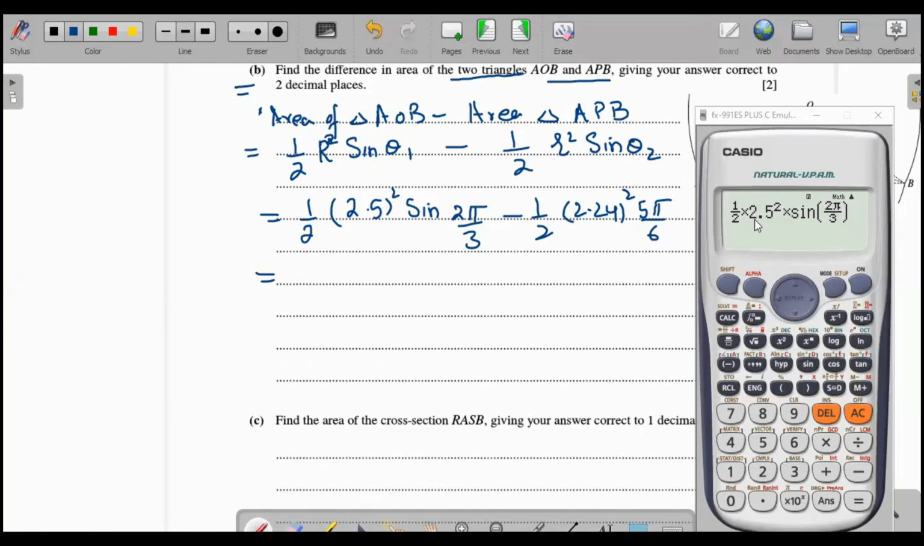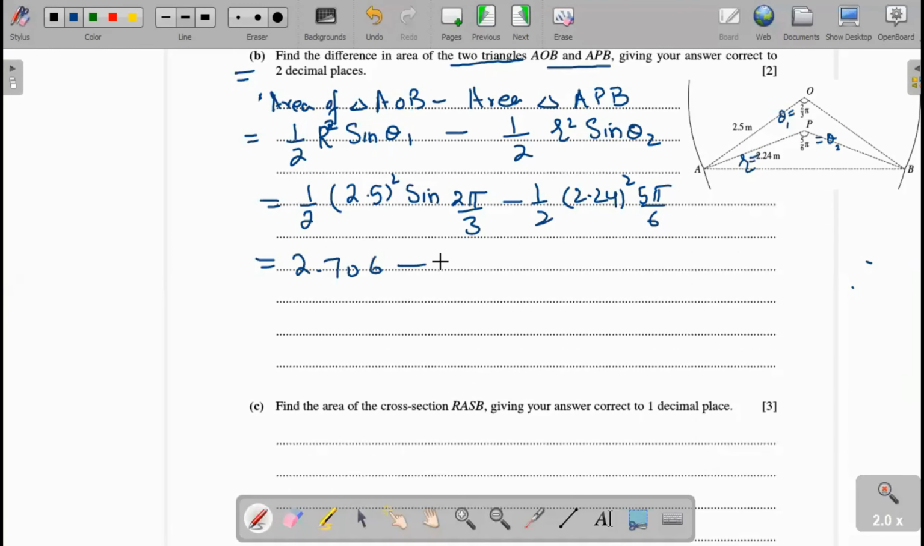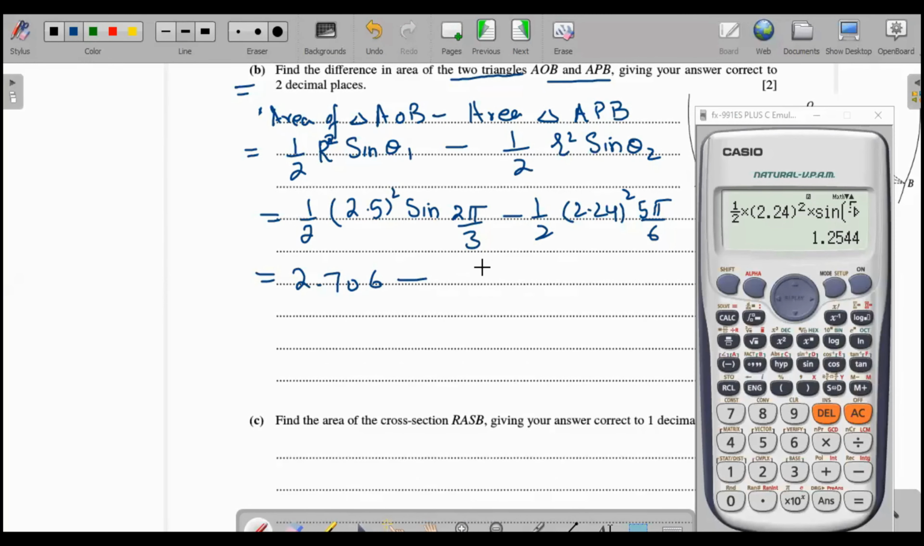Now firstly we find this value. 1 over 2 multiply 2.5 squared into sine 2 pi over 3. The answer is 2.706. Now we can write it as 2.706 minus, and now we calculate the second value. That is 1 over 2 multiply 2.24 squared into sine 5 pi over 6. We get the answer 1.254. Now we subtract it.